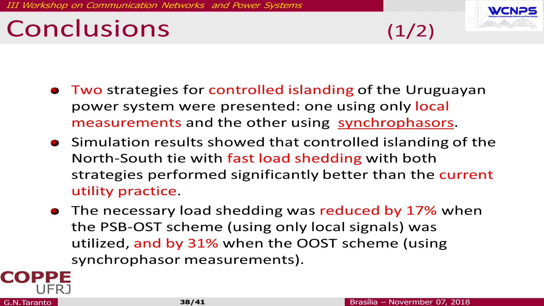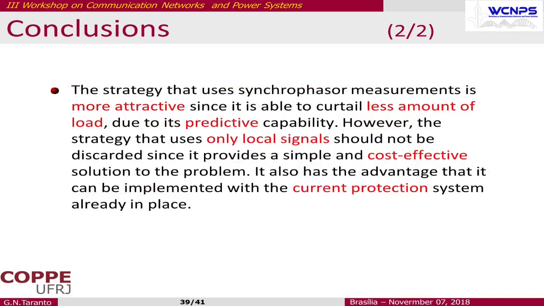I said that. And this is most important. The strategy that uses synchrophasor measurement is more attractive since it is able to curtail less load due to its predictive capability. However, the strategy that uses only local signals should not be discarded, since it provides a simple and cost-effective solution. It also has the advantage that it can be implemented with the current protection system already. So you keep that as a safety net. If you lose signals, for instance, you use what you have. So you have 2 layers.